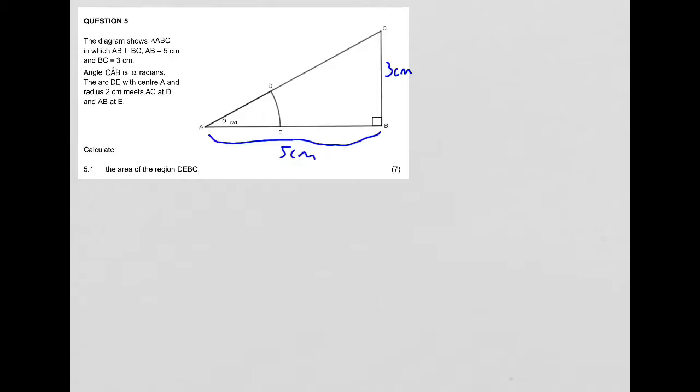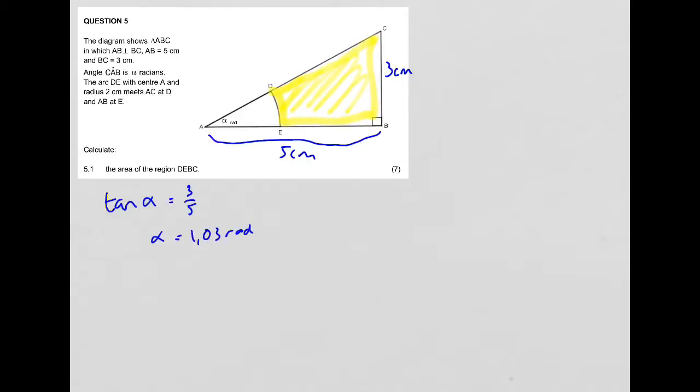Right, so question 5.1, calculate the area of the region DEBC. All right, so we want this region, DEBC. Okay, so the first step then is to determine what the size of angle alpha is. So we can use regular trigonometry in that tan of alpha is equal to 3 over 5. Therefore, alpha is equal to 1,03 radians.